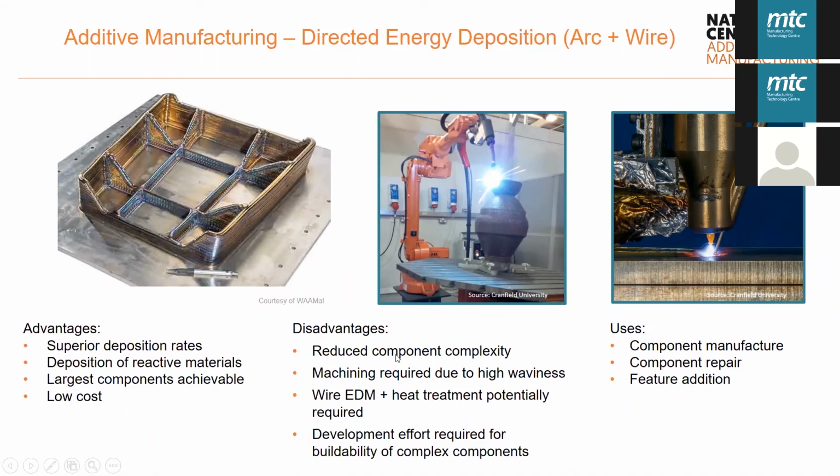Some of the disadvantages are reduced component complexity, again mirroring what we've seen previously with DED systems. Machining is required due to the high waviness. You can see here the high waviness of the component, so you will have to machine if that's what your component spec is telling you to do. You will also most likely need to wire EDM and potentially heat treat, again due to the thermal gradients, and there is that development factor of some effort required to develop your toolpaths in such a way that you can build more complex components. And again, the use cases: AM manufacturing of components, and potentially some repair and feature addition as well.